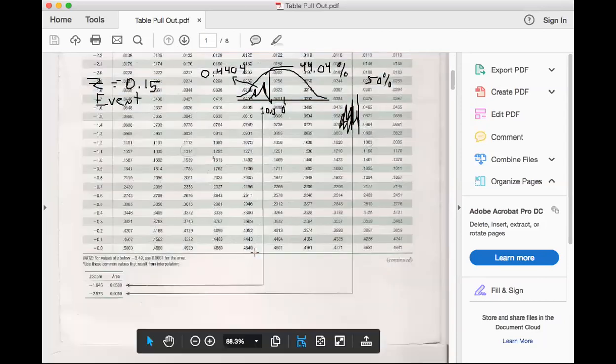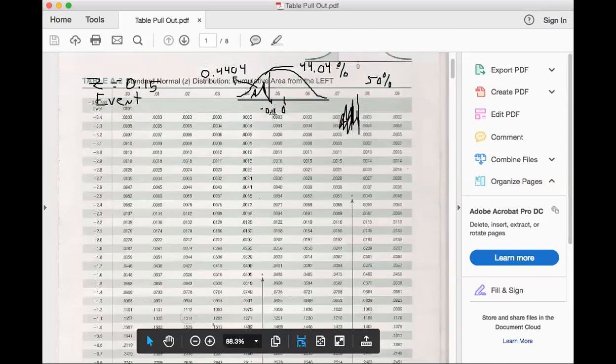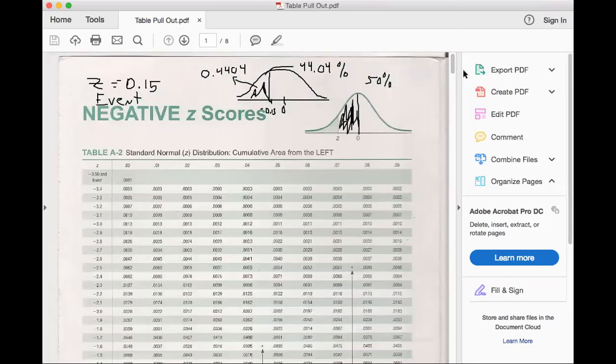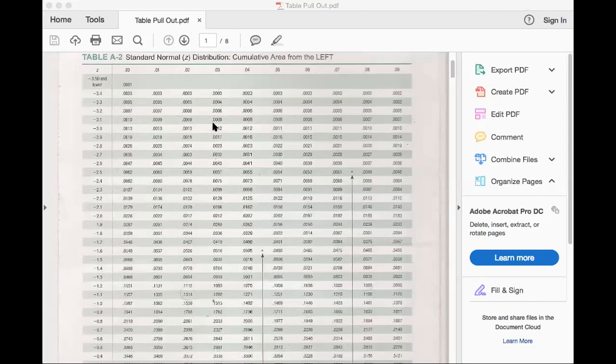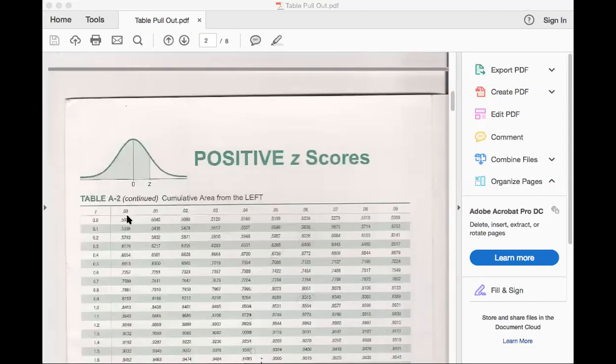Well, if I turn the page over, there are my drawings just so they're not chasing us around. And I go to the positive side. You see the positive side starts at 0.00, which is 50% as well. That's where the breaking point is. The breaking point is at the mean.